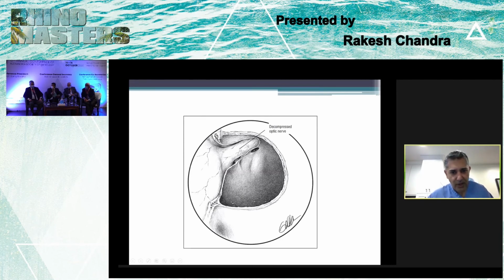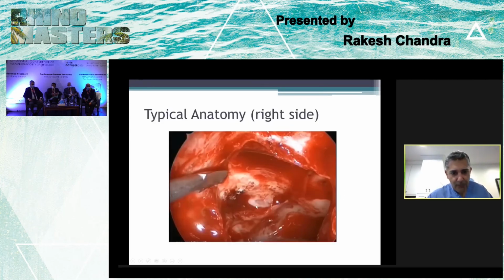This is what that looks like in diagrammatic form. We've done a medial orbital wall decompression as we would have before, but we've just extended the dissection along the course of the optic nerve as we've identified it radiologically and endoscopically. So this is what some typical anatomy of what that looks like on the right side. Our elevator, the shaft of it, is moving the contents laterally so that we can visualize and work in the area.